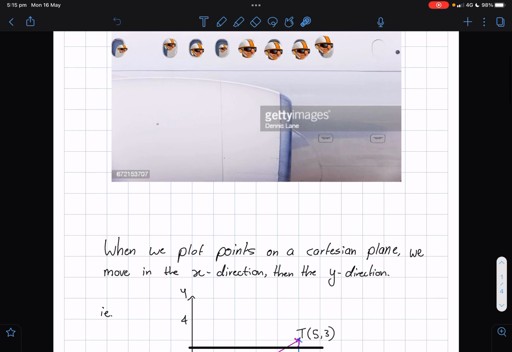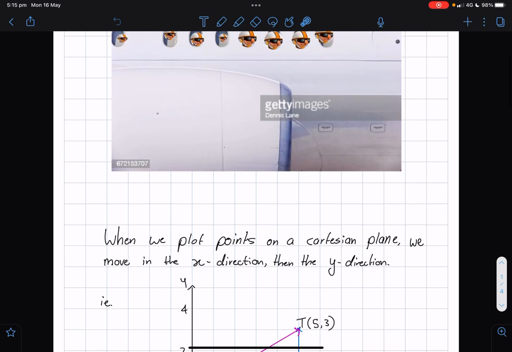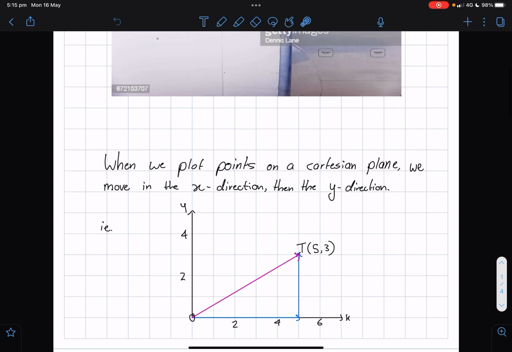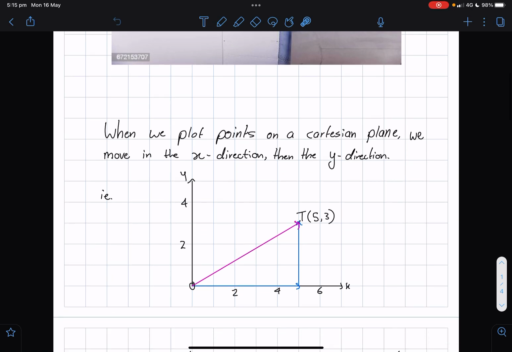So, when we plot points on a Cartesian plane, we move in the x direction and then the y direction. That's actually how we read our coordinates. So for our point T, (5, 3), we actually move across 5 and we move up 3. We look at the x and then the y movement, okay?